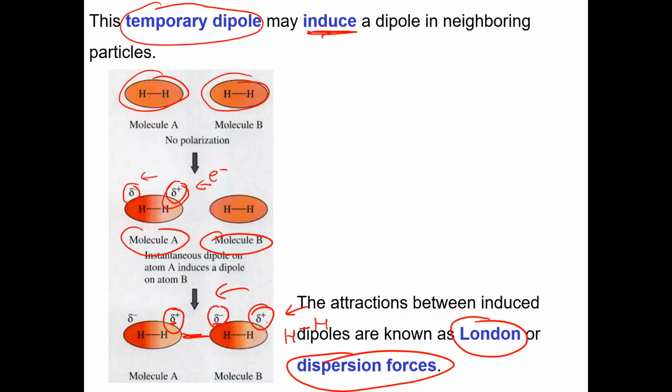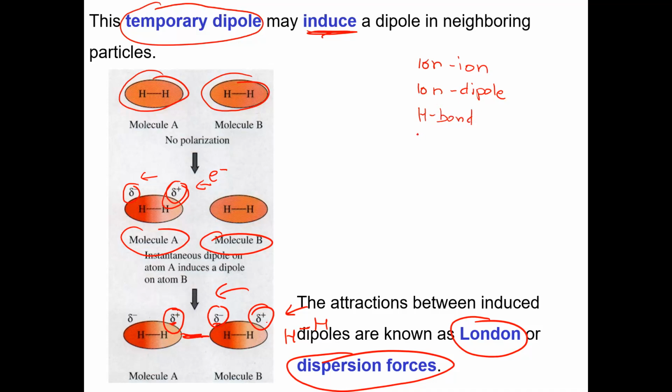So even when we have completely nonpolar particles, there are still intermolecular forces. Just reiterating, we have ion-ion forces between ions. We have ion-dipole forces between an ion and a polar molecule.